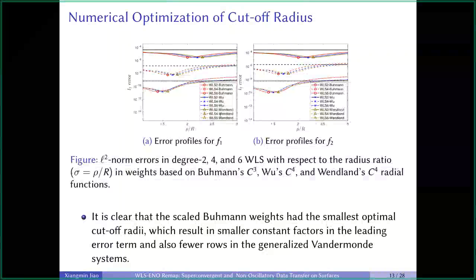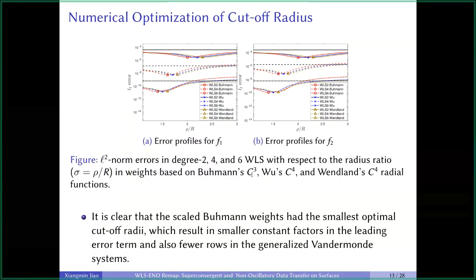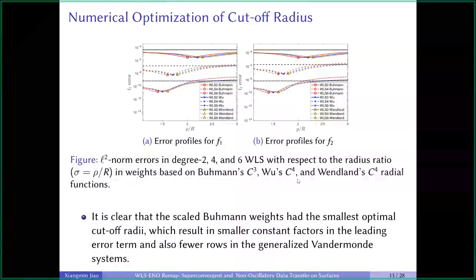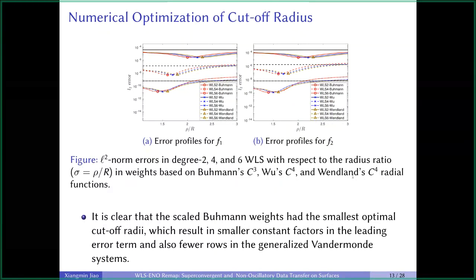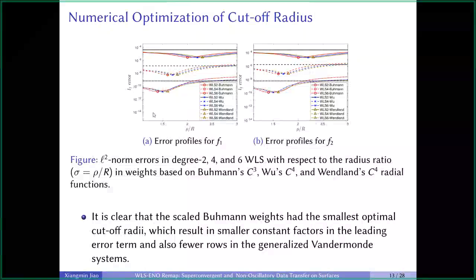Now, we compared 3 different radial basis functions. Bowman's weights is a non-polynomial. Wu and Wendland, those are optimal polynomial basis functions we see for discontinuity in the sense that they are the lowest degree. But Bowman's weights, it's even lower degree, it's a C3. And Bowman's weights tend to have a smaller neighborhood and smaller errors. So we use these Bowman's weights.